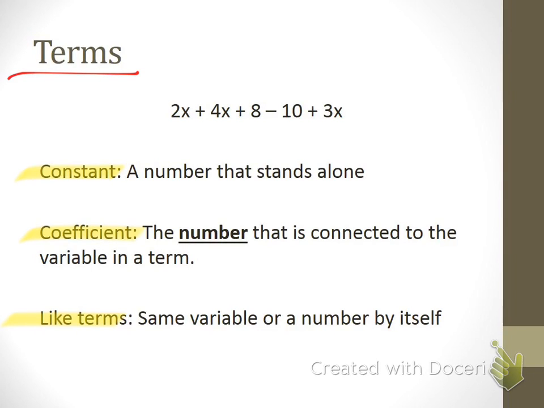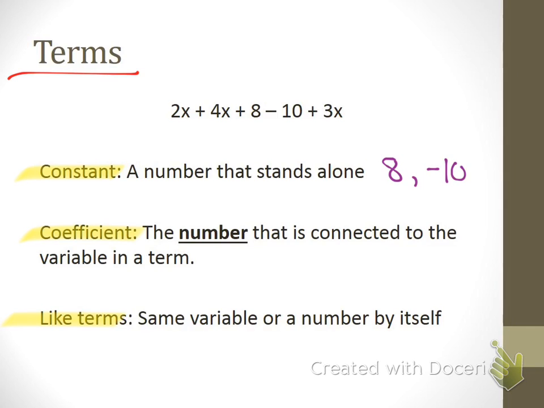So let's go through now and identify the constants, coefficients, and like terms in this expression that we see here. All right, do you see any constants, a number that stands alone? Eight. Wait, what's that sign in front of the 10? A negative. So you have to pay attention to each term individually. 2x is positive. 4x is positive or negative? Positive. 8 is positive. 10 is negative. So each term individually, guys, has a sign. You've got to pay attention to that.